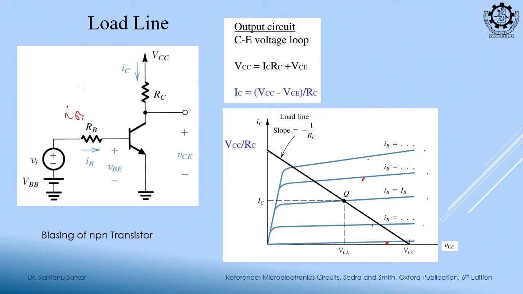So, similarly for this output side we will find an equation for IC. What is the equation for IC? You see, we will do a KVL here. VCC is equal to this drop plus this potential, collector to emitter, one potential should be there. So, what is this total voltage? The drop across RC plus the drop across VCE. So, IC is equal to this expression.